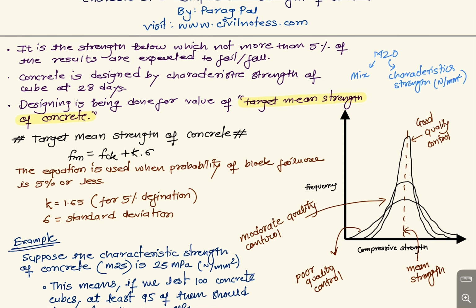So for M20 grade of concrete, I'm expecting my M20 grade is here. Okay, and while compression testing strength, I'm getting M21 also. So 95% of the cubes are giving me results from here in the upward direction, and only 5% of the cubes will give me results in the downward direction. Now I hope you understand the concept.